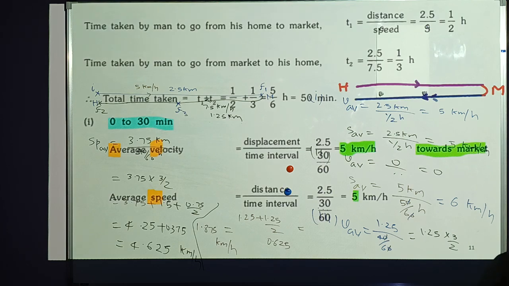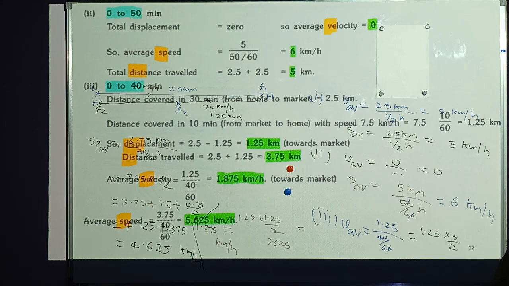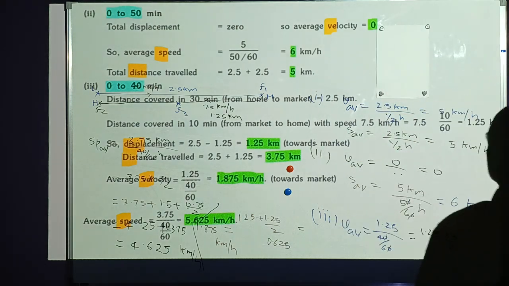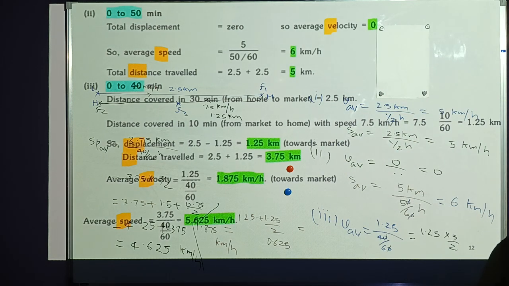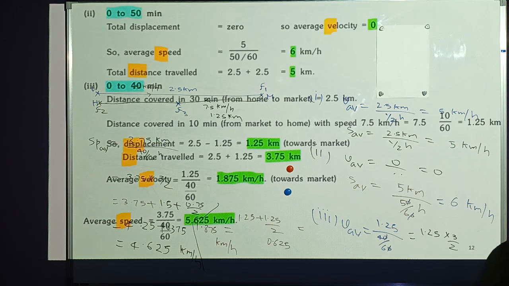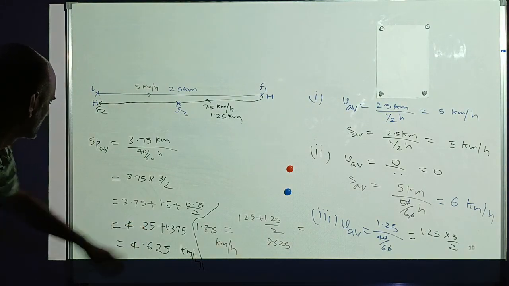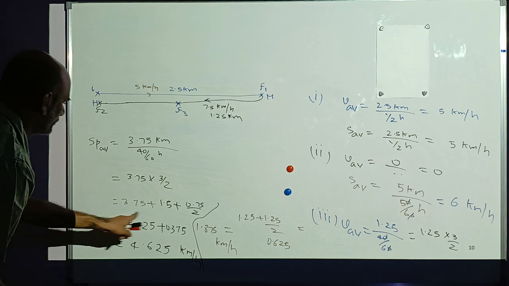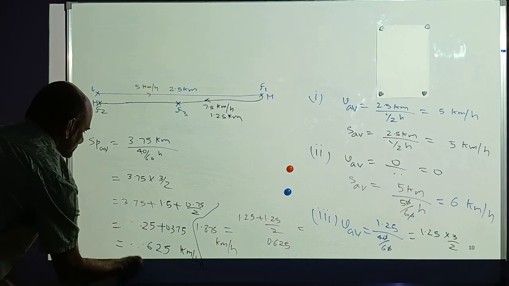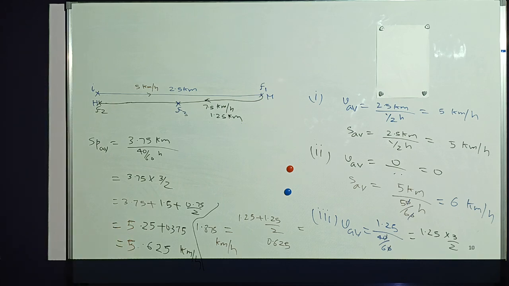So first part, the answer is correct. Second part, 0 and 6, distance covered is 5. So second part, the answer is correct. The third part, it's 1.875 and 4.625. I made some minor mistake there. This is 3, 4. Yeah, this should be 5. Already 4 has come from 3 and 1. So 5.625.